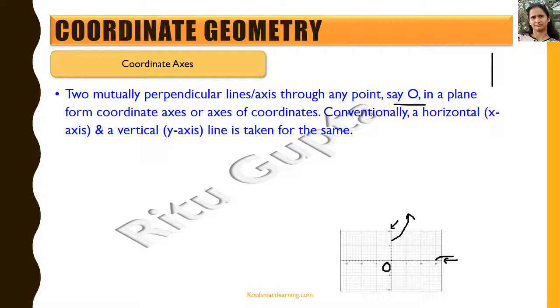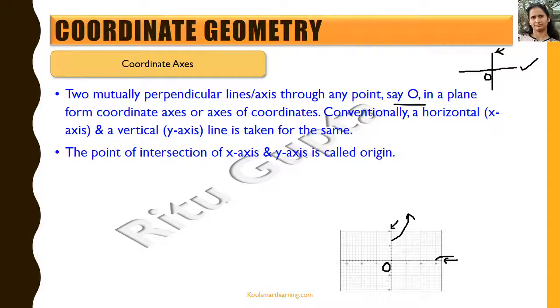So we are saying these two lines passing through this point O and perpendicular to each other form the coordinate axes. The horizontal one is called the x-axis, and the vertical one is called the y-axis. Although we define them as two mutually perpendicular lines, conventionally we take the horizontal line as the x-axis and the vertical line as the y-axis. The point of intersection is called the origin, and we generally denote it by O.